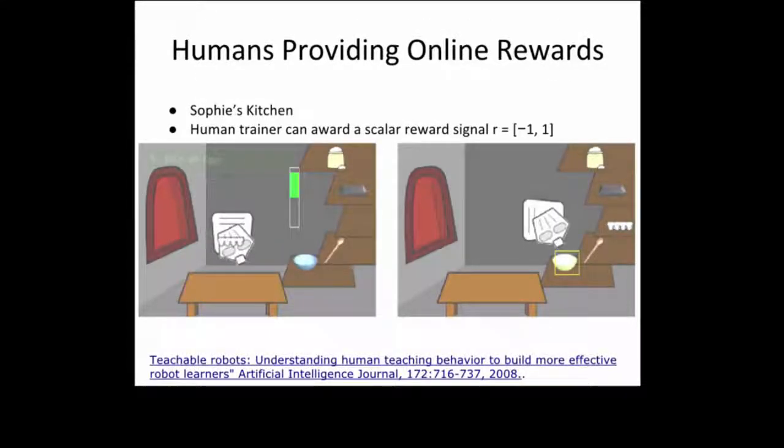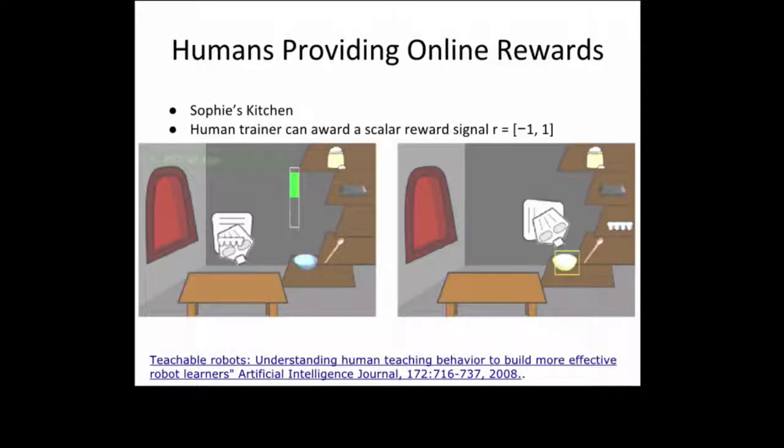So another thing, and the next few approaches will be more in this line, is really keeping the person in the loop as the agent is learning. So instead of providing a reward function in advance or providing demonstrations in advance, the human is going to continue to be around as the agent is learning, so that it's really an interactive process.